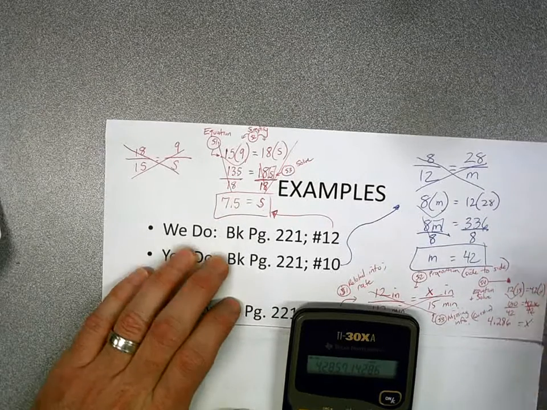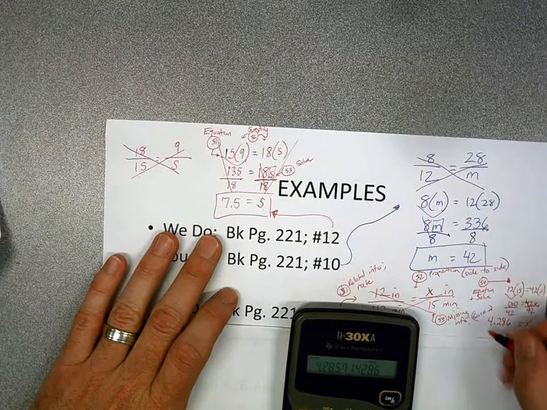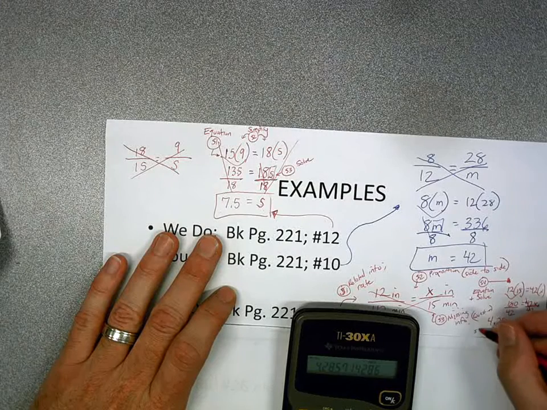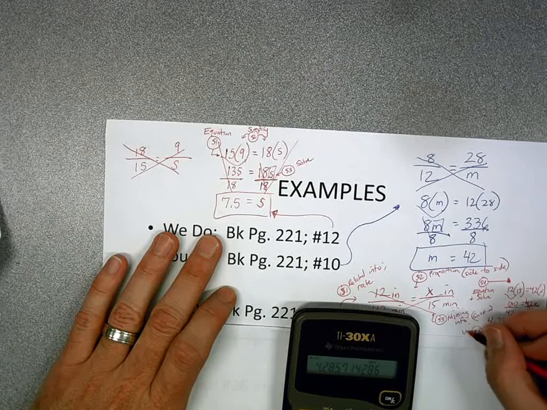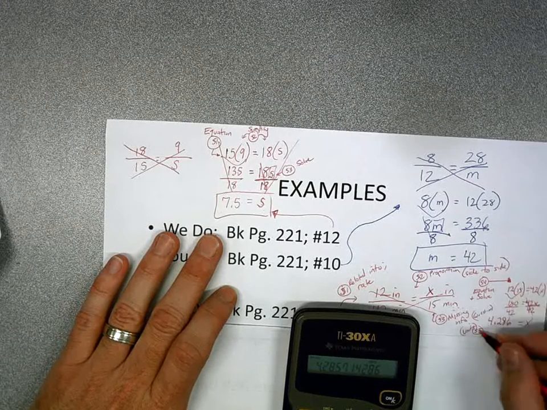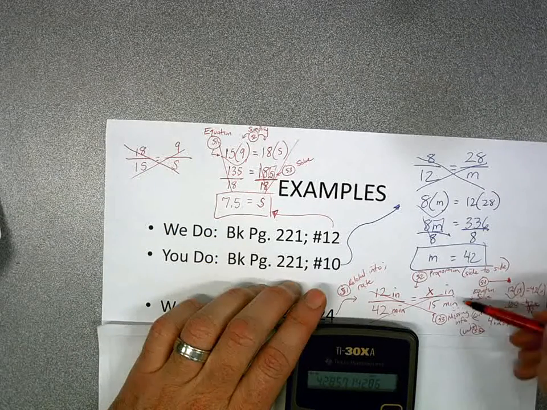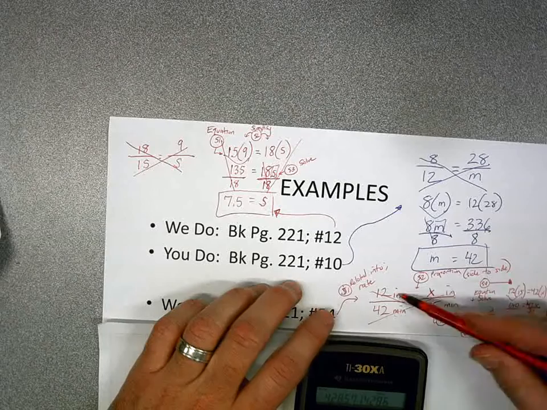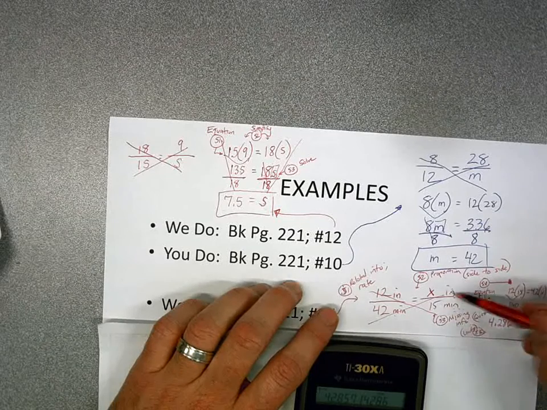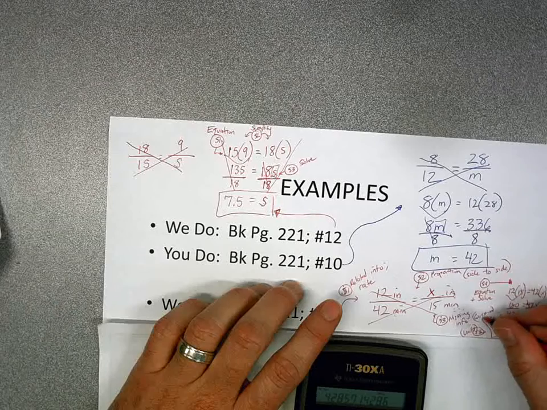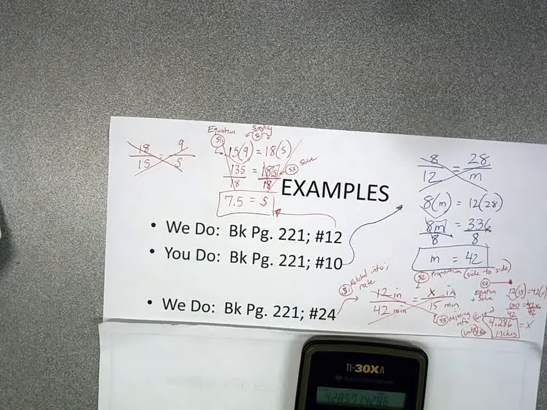Now comes step, we'll call this step 5. And here it is. Put your units on there. 4.286, and guys, this should be easy because it's right up in here in our proportion. 4.286 inches. It's a word problem, so do not forget your units. All right.